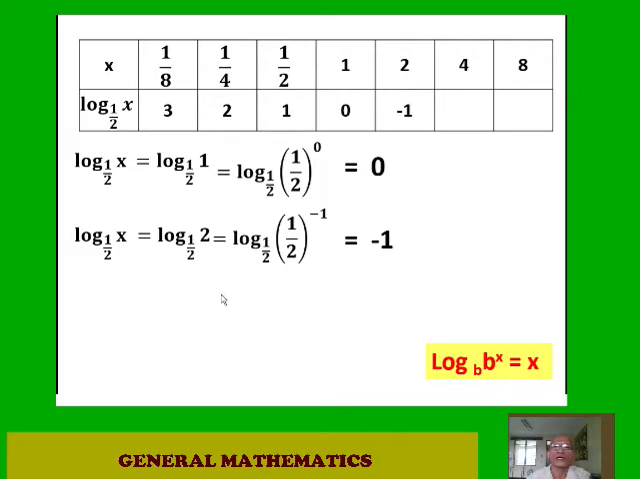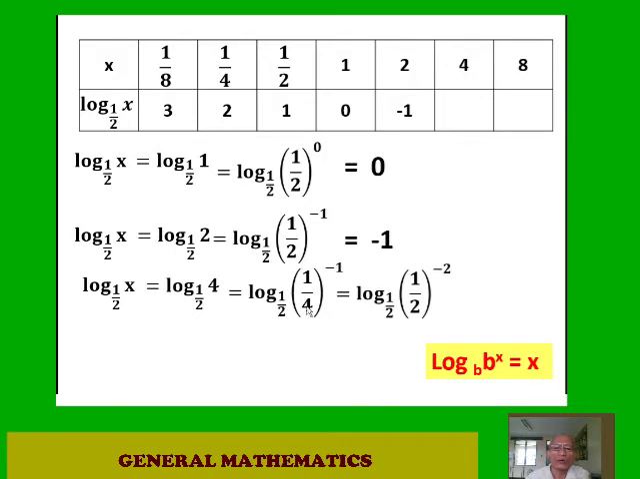Okay. Next, if we substitute x with 4, so substitute 4. 4 can be expressed as 1/4 to the power of negative 1. But 1/4 is the same as 1 half square. The exponent 2 multiplied with negative 1, it becomes negative 2. So they have the same base. The value of this logarithm is equal to the exponent negative 2.